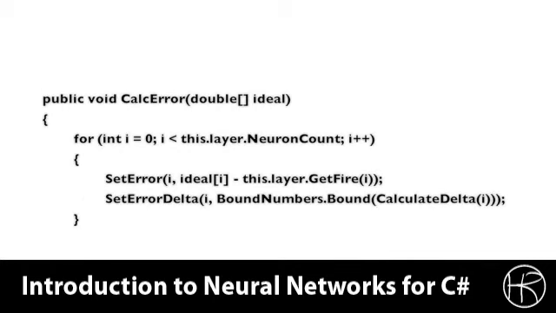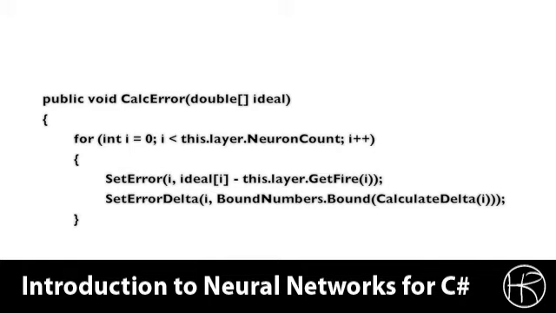Now let's look at how we calculate the error for the output layer. You can see that we're passing in the ideal values. We're going to loop over all of the neurons in this output layer because we want to see the contribution of each of these neurons to the actual error. We're going to set the error for this neuron by calculating the difference between the ideal and how it actually fired. Then we're going to calculate the error delta.